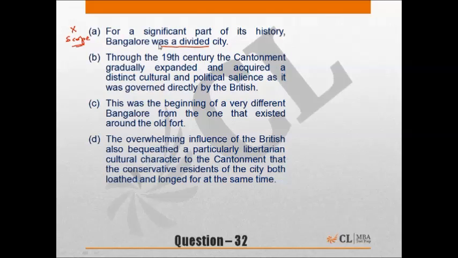So the scope is incorrect and the scale is also incorrect. Choice B. Through the 19th century, the cantonment gradually expanded and acquired a distinct culture and political salience as it was governed directly by the British. This could be correct. The scope appears to be okay, and also on account of continuity. Okay. Just go to the last line of the paragraph.